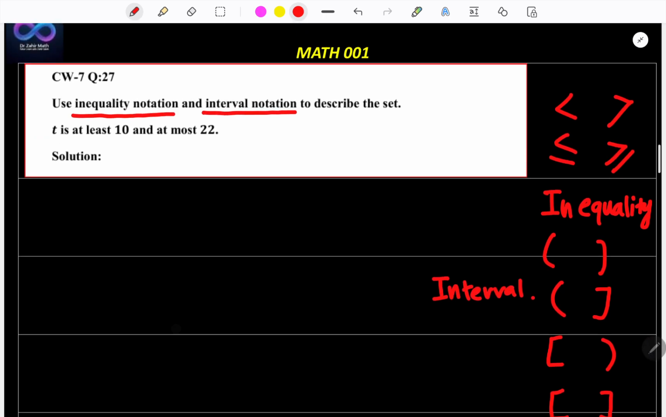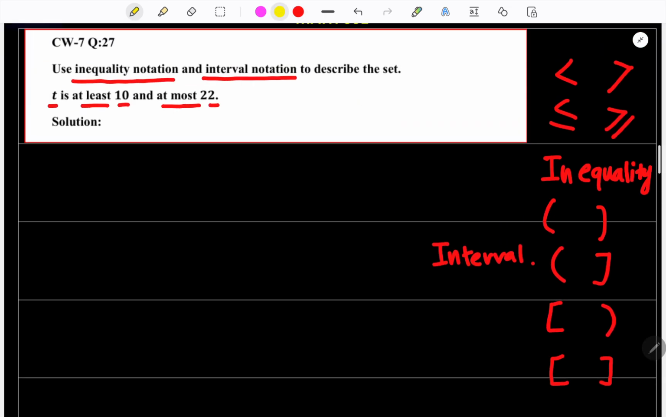So I have to write two things in this question. One is inequality, another one is interval. The thing is, t is at least 10 and at most 22. So you have two English words. What is the first English word? At least. And the second word is at most. These are the two English words you're going to learn. One is at least, another one is at most.